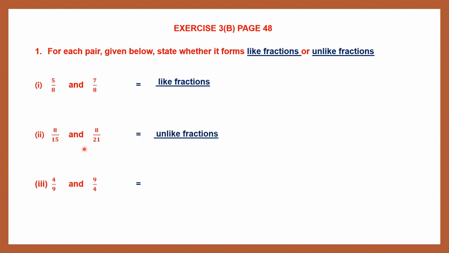The third pair, here we have 4 by 9 and 9 by 4. The denominators are different. For the first fraction, it's 9, and for the second fraction, it's 4. So they are not the same. So they are called unlike fractions.